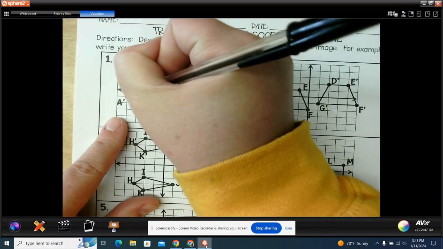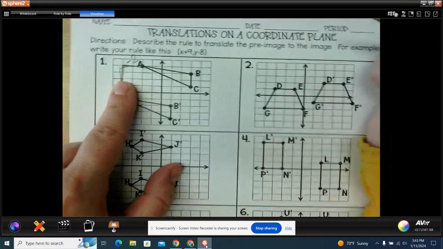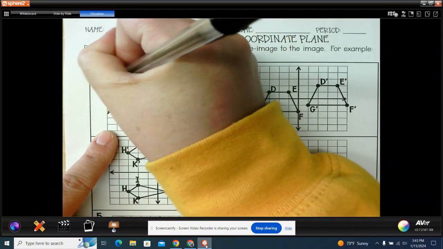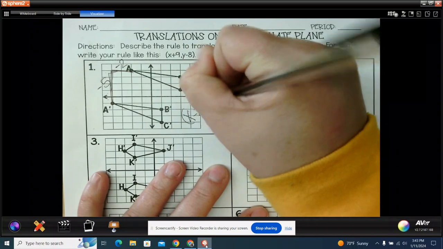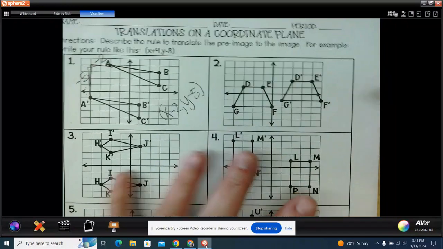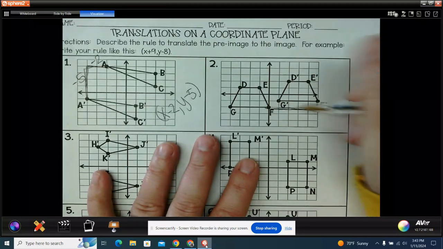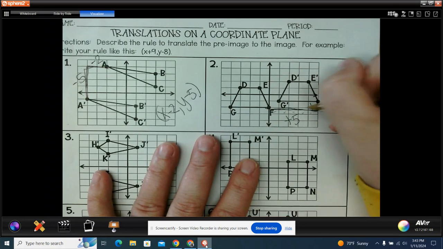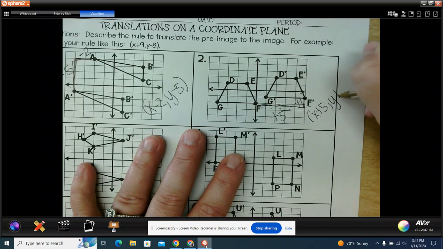We go left and right, and then we're going to go up or down. So I'm going to go left 2 spaces. So that's going to be -2. And then down 1, 2, 3, 4, 5 spaces, and that's going to be -5. So my rule is going to be x minus 2, y minus 5. Okay, so on D, I'm going to pick a letter. I'm going to do F. So I'm going to go from F to F prime. So F with the tick mark, that's 1, 2, 3, 4, 5. So going to the right is +5, going up is +1. So I write that as x plus 5, y plus 1.